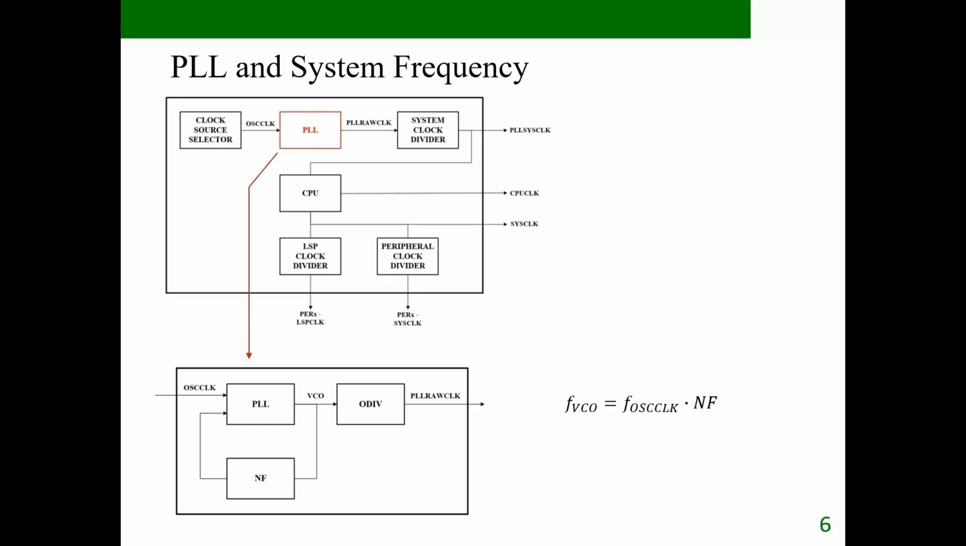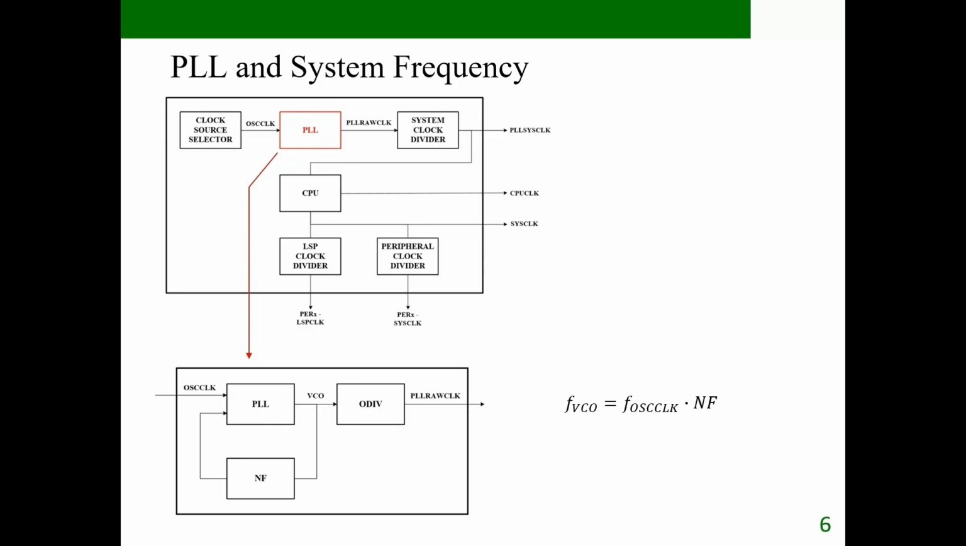The equation is straightforward and shown on the slide. The VCO must always operate within the valid range specified in the datasheet. For the F280049C, that range is roughly a few hundred megahertz, and staying within it is essential for the PLL to lock correctly. The next block is ODIV, the output divider.